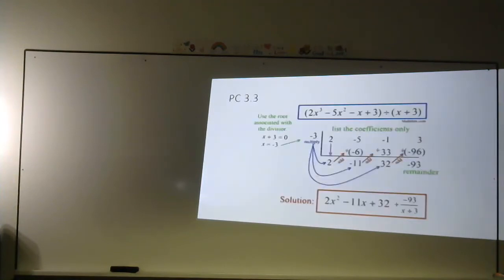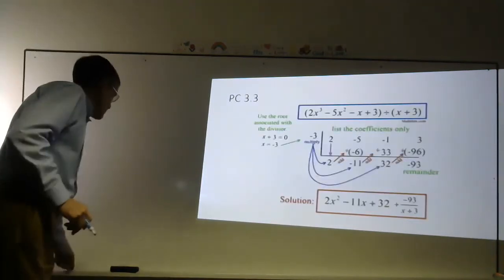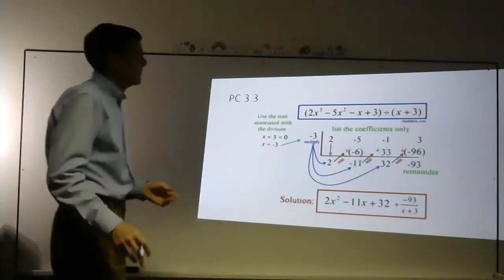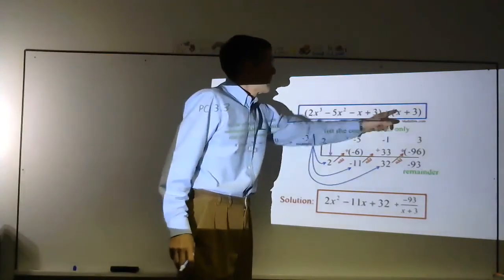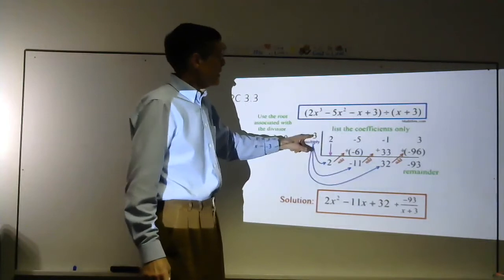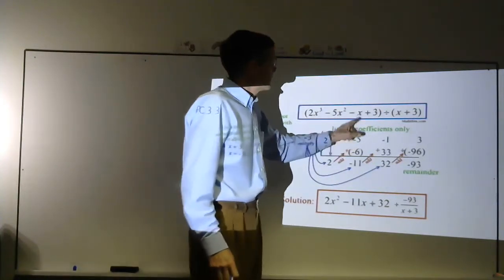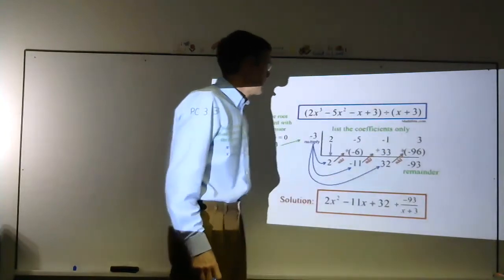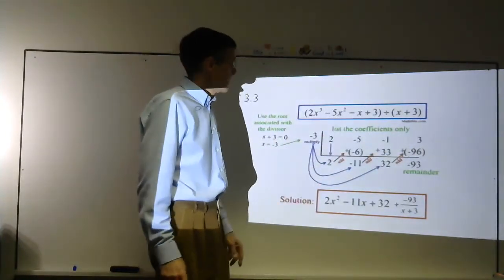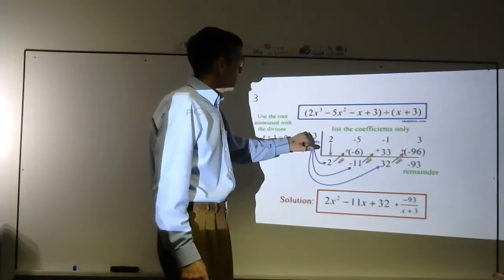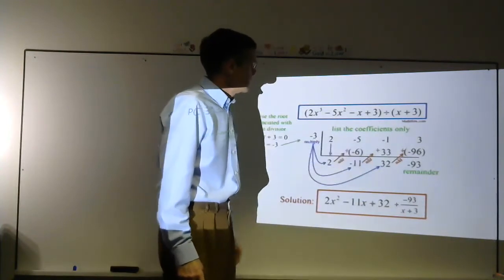Here's another synthetic division problem with all the steps. You're dividing by x plus 3, so you make it a -3. Change that sign right away. Here's all your coefficients: 2, -5, -1, and 3. Drop the 2 down, whatever it is. Okay? Multiply. -3 times 2 is -6.